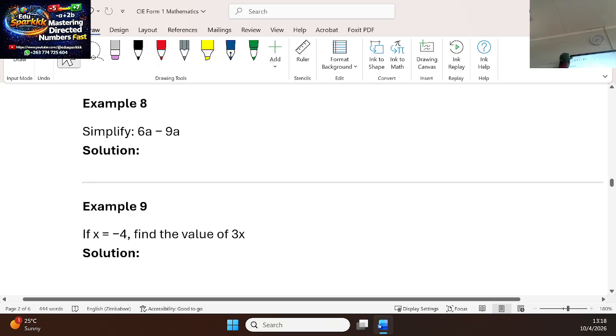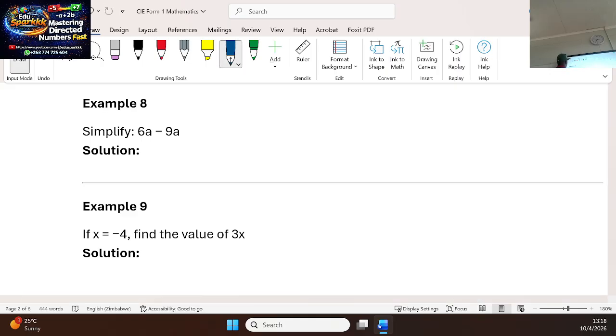Then number 8, we have 6a minus 9a. These are again algebraic expressions, all in terms of a. And if we check 6 and 9, the bigger value has got a negative, so our result will be negative. Now, the difference between 6 and 9 is 3, so it's -3a.